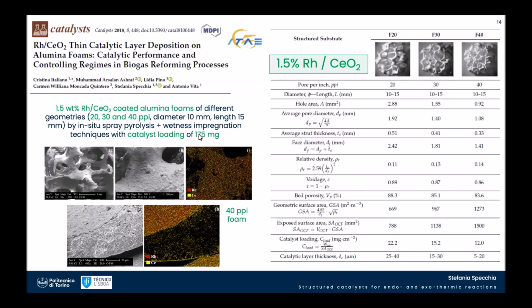And so here you can see the foams, and here also the distribution of the metallic active site and the thickness of the catalyst. So we were able to, let's say, also with the previous ones done by wash coating, but we are able also to obtain a very uniform distribution of the catalyst also by spray pyrolysis.